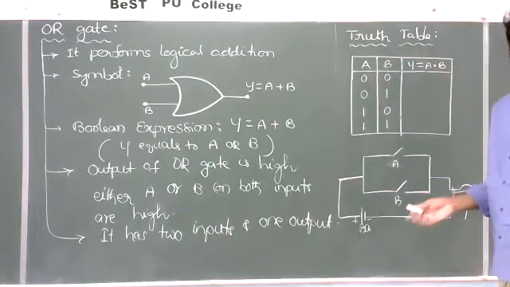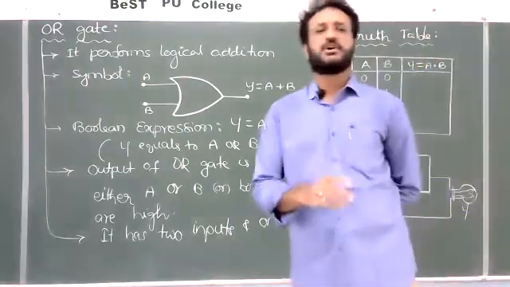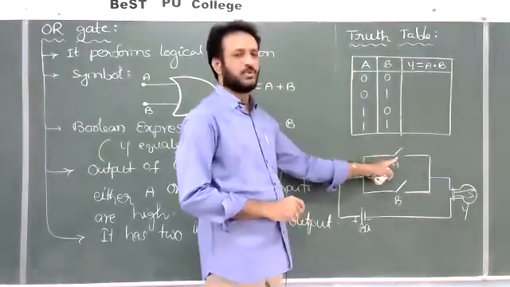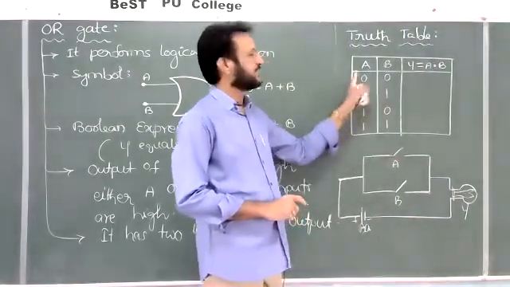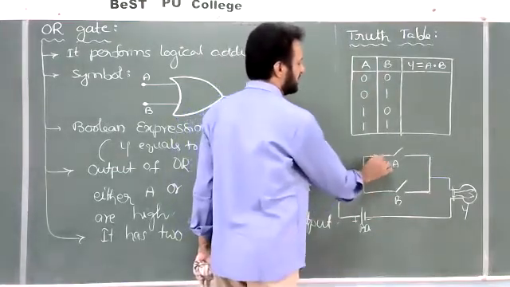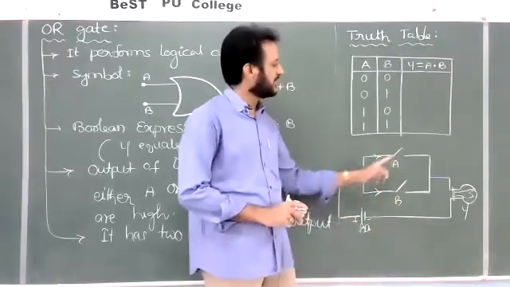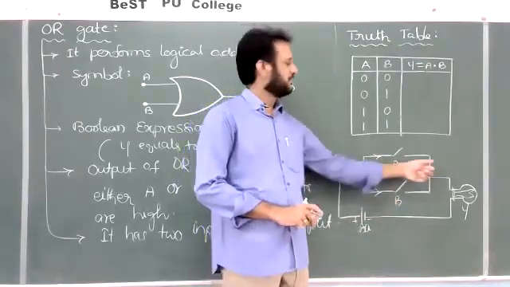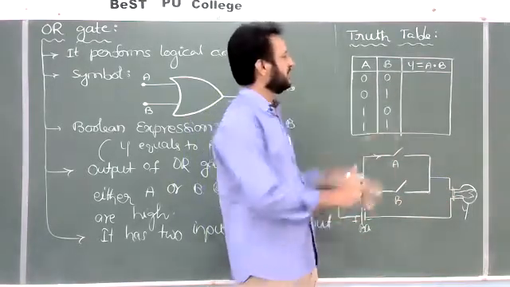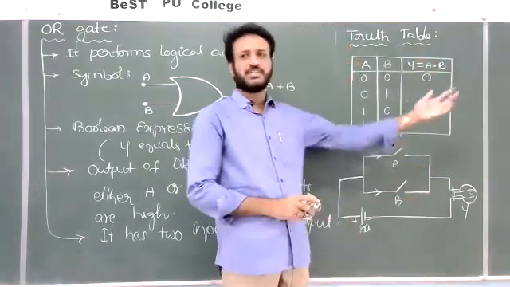bulb. So we have to check whether the bulb is glowing or not. The bulb only represents the output. First, for example, switch A is opened, B also opened, means A equal to 0, B equal to 0. Current will start here and come up to here, but both switches are opened, so no current is allowed by both the switches. So current is not supplied to the bulb. So the bulb is in off condition. So the first one is 0. Whenever both the inputs are low, the output is also low.